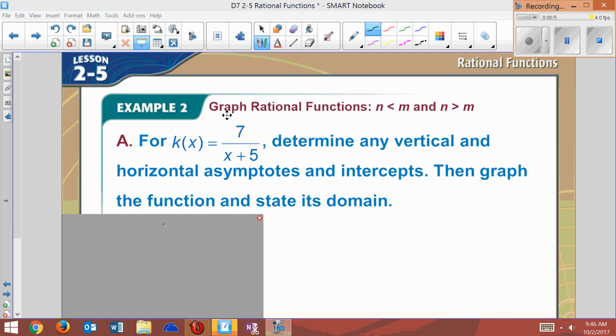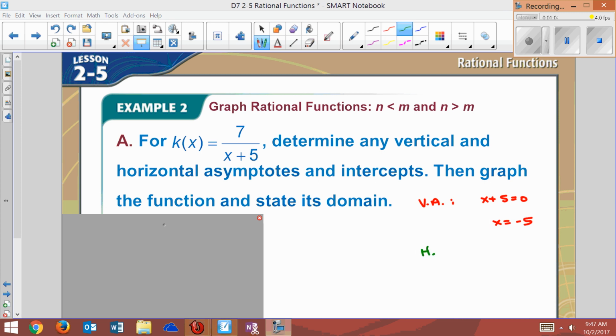We'll go through these really fast. I'm going to go in this order. I'm going to say the vertical asymptote. Remember how we find that? You set the denominator equal to 0. So we'd say x plus 5 equals 0. We'd have a vertical asymptote at x equals -5.